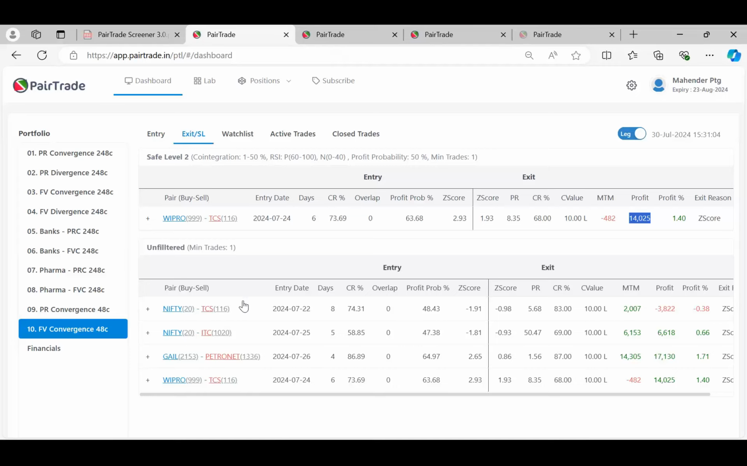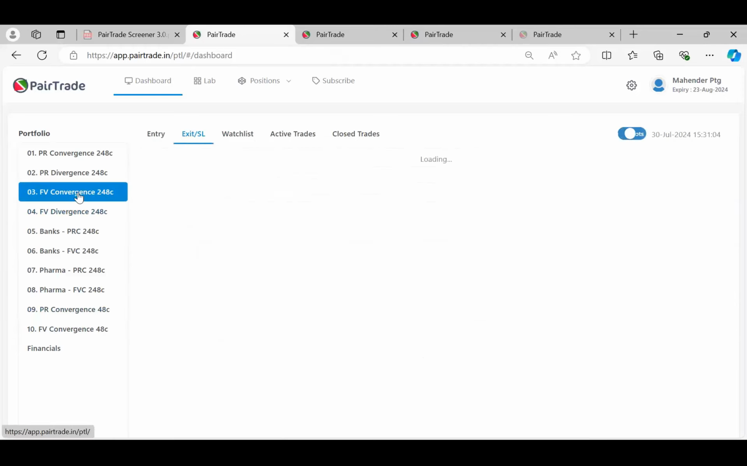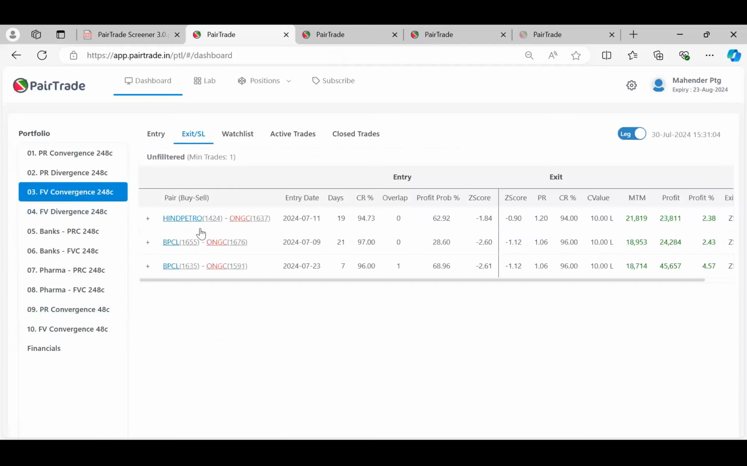In unfiltered also, so many exits it is showing. You can check on this. Similarly, in fair value convergence, if you see HPCL and ONGC, there is an exit. So you are making this. Here, if you see BPCL ONGC, there are 2 trades.